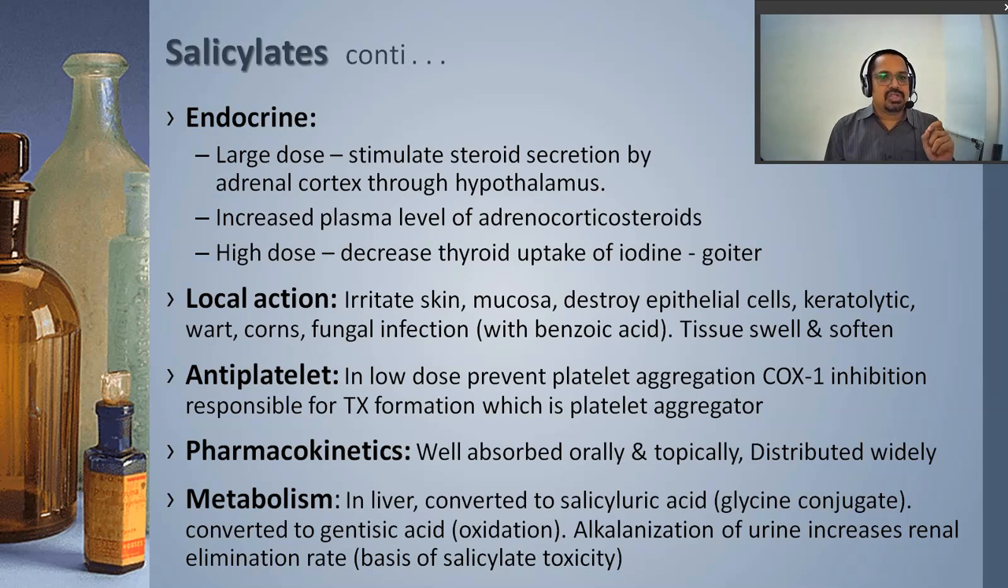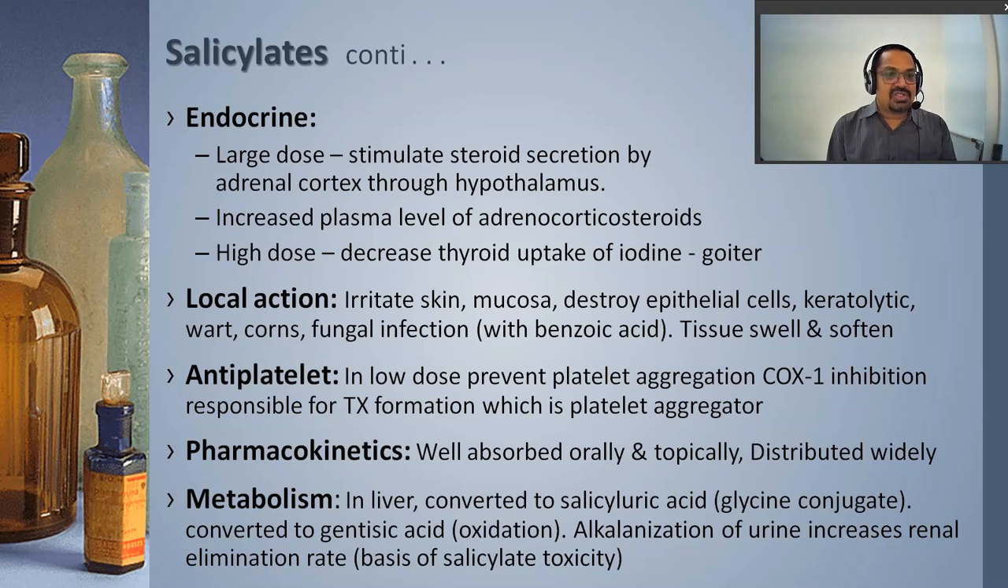Salicylate produces local irritation of the skin due to its acidic nature. They irritate the skin and the mucosa, and they destroy the epithelial cells locally, but this irritation property of the salicylate is taken as a therapeutic property. This is taken as a keratolytic action, used in the treatment of warts or corns or fungal infection. Whenever they are given for fungal infection, it is given with benzoic acid. Here, due to this local mucosal irritation and keratolytic effect on the epithelial cell, they swell the tissue and soften it, and later on it becomes necrotic and is destroyed. So in the treatment of warts and corns, they will be used as a local agent.